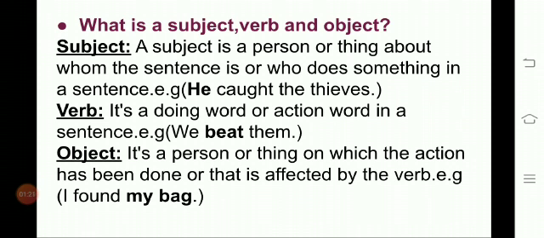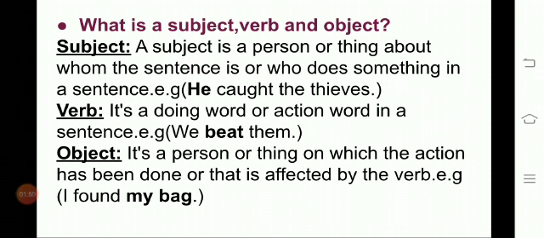Okay. Then verb. You know very well about verbs. It's a doing word or action word in a sentence. For example, we beat them. What is the action that has been done in the sentence? Beat. Beat is the verb, the doing word, when somebody or something is doing something. So beat is the verb here.